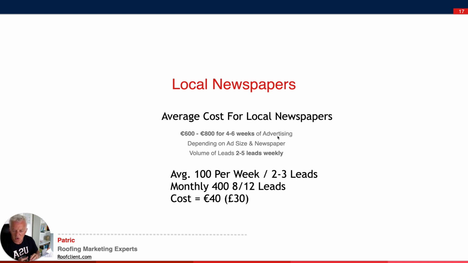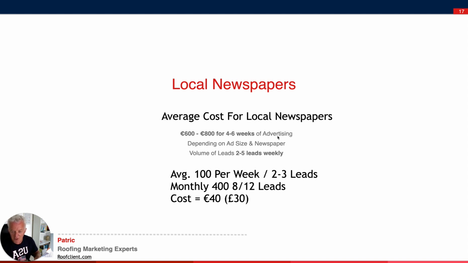We talked to a few roofers, and they were saying about 600 to 800 for 4 to 6 weeks of advertising in any local newspaper. Now, this will vary depending on how local your newspaper is and where you are, what city you're in. It can be higher, it can be lower, but this is an average. Again, it will depend on the ad size, newspaper and city. For volume of leads, they said an average of about 2 to 5 leads weekly. This will, again, depend on quiet periods and low periods.